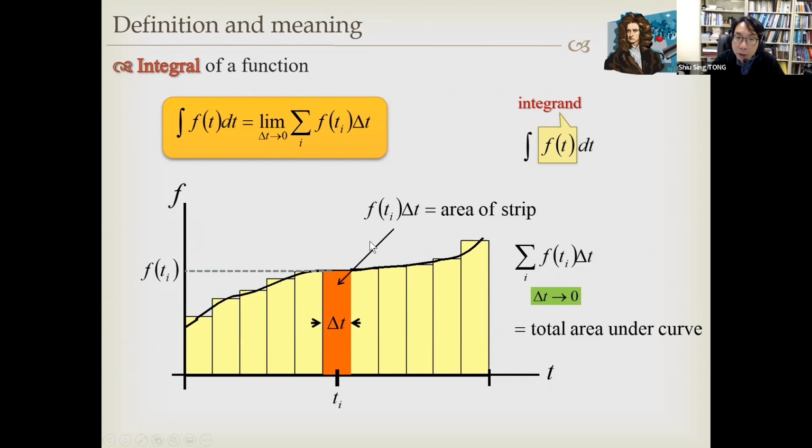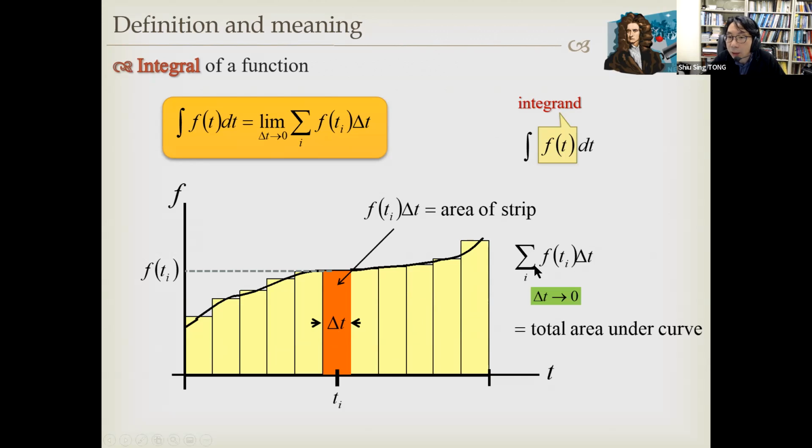Now, what if I form a product between this f and delta t? If I multiply the two together, it will become the area of the strip. That is the orange area. So I can do the same thing for the other strips, and I add up all this area. So I form a summation. This summation means I sum up all the areas of the strips, right? And then I will have an approximation of the area bounded below by the curve.